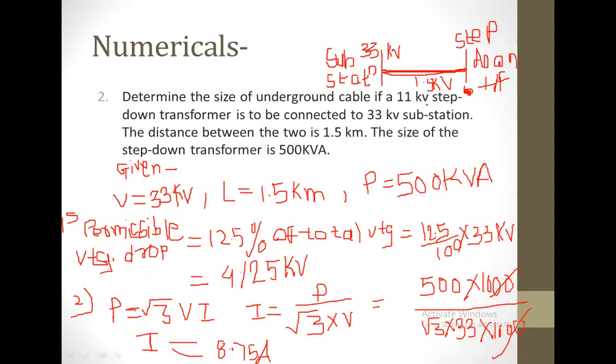Okay, here what is given here? A step down transformer is to be connected to a 33 kV substation, and the distance between the two is 1.5 kilometer. That means at one end the substation is connected, and at the other side the step down transformer is connected. So the distance between the two is 1.5 kilometer, and we have to calculate the conductor size for this distance in between the substation and step down transformer.